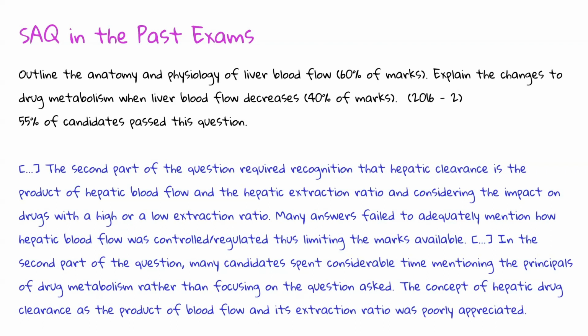Many answers failed to adequately mention how hepatic blood flow was controlled, regulated, thus limiting the marks available. Similarly, in the second part of the question, many candidates spent considerable time mentioning the principles of drug metabolism rather than focusing on the question asked. The concept of hepatic drug clearance as the product of blood flow and its extraction ratio was poorly appreciated.